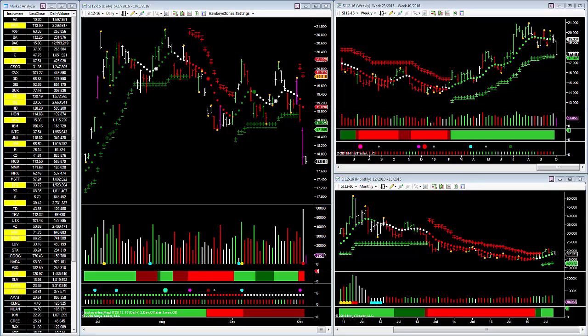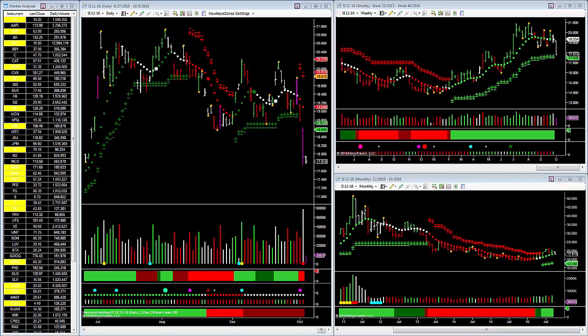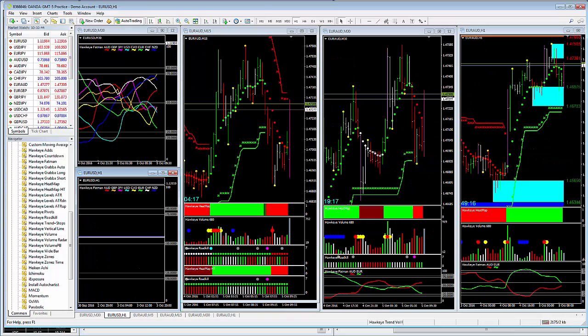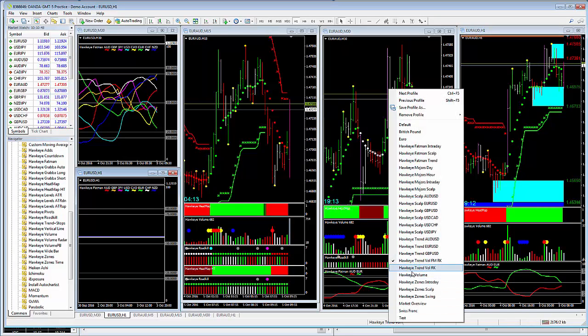Let's see here. Okay, David mentioned has volume on MT4, but you're interested in the other indicators. Okay, so let me pull up an MT4 here for you. Okay, let me go just to the volume.